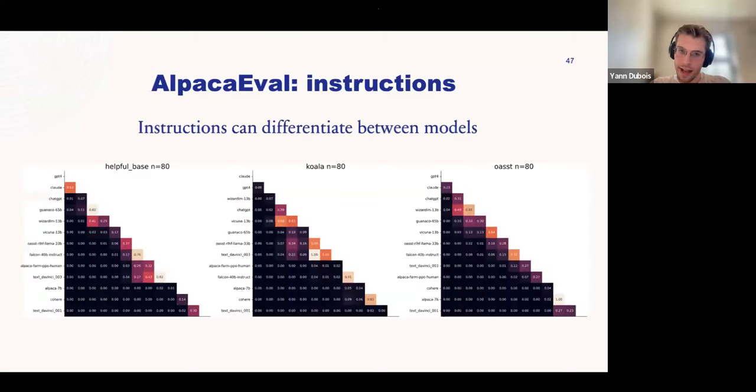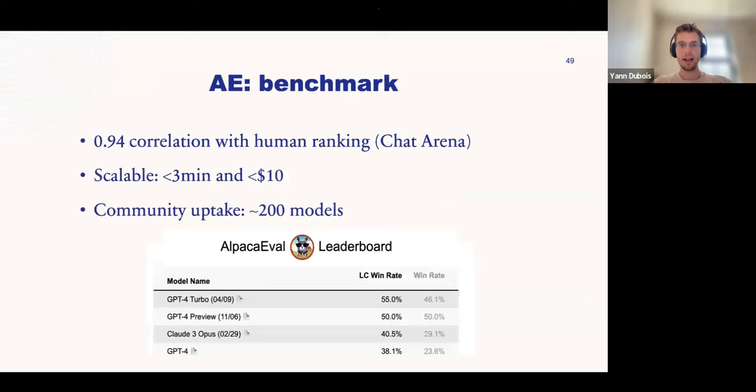I'm just gonna go briefly over this, but basically we chose instructions that allow you to distinguish between models. Here you see t-test p-values that tell you whether one model is better than another one, and you basically want your p-value to be very low. The exact details are not that important, but basically you spend some time on choosing instructions.